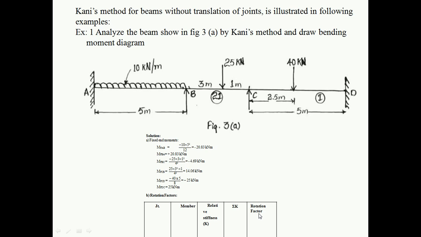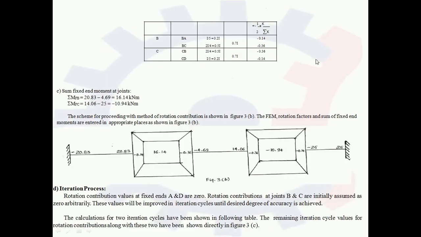Now how do we calculate the rotation factor? The rotation factor is calculated by the equation minus 1 by 2 into the relative stiffness of the member divided by the sum of the relative stiffness at the joint. So this is the formula for calculating the rotation factor. Now in the first column we write joint B. The second column is for member, so joint B has 2 members, BA and BC.